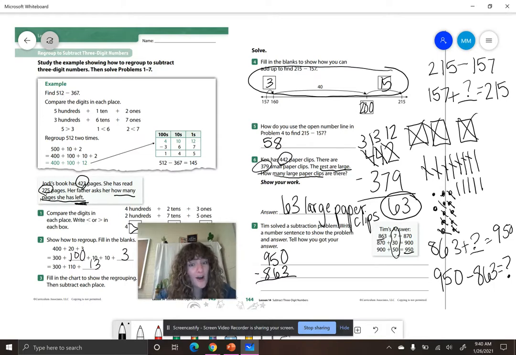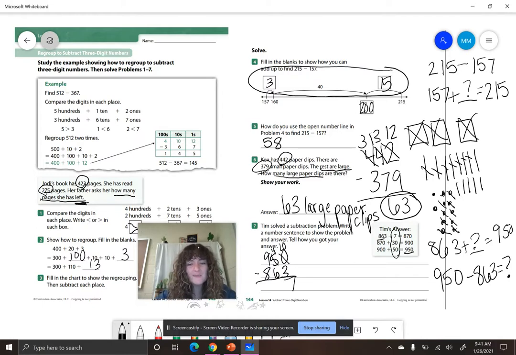Where should we go to get ones? The tens place. So I'm going to regroup a 10 to my tens place. So I'm going to put those 10 ones in my ones place. So now I can subtract. 10 minus 3 is 7.